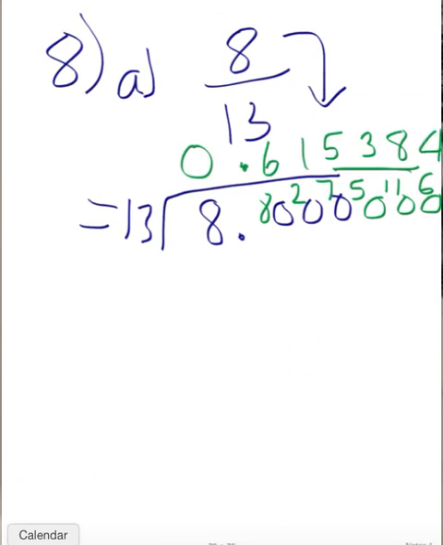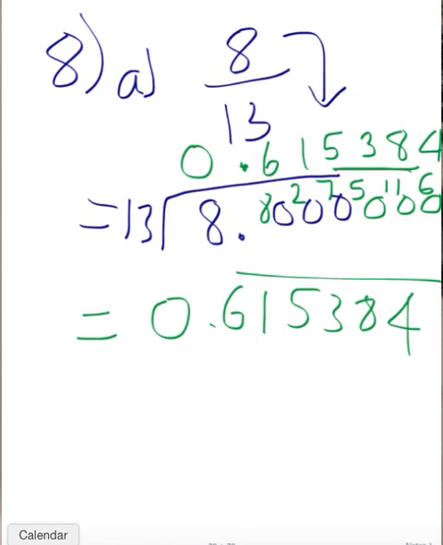And I'll stop there because I know that this is the repeating pattern, 6, 1, 5, 3, 8, 4. But you do a few more and see if 6 and 1 start appearing again. So finally, the answer should be 0.615384. Okay, so I've just shown you how to use this on a calculator in case you're not sure what to do when you've got larger numbers.